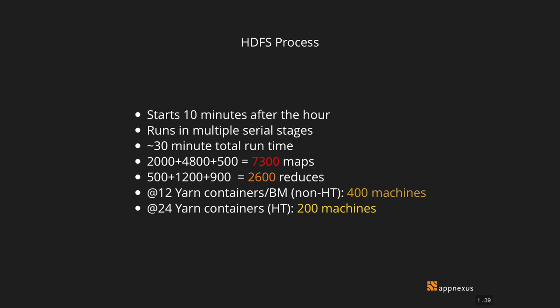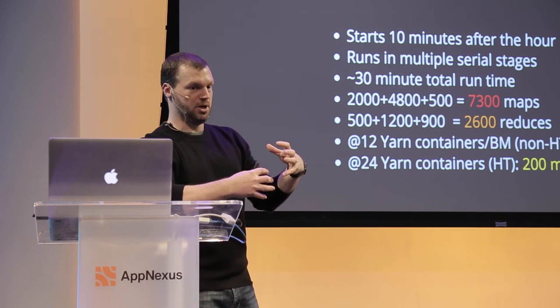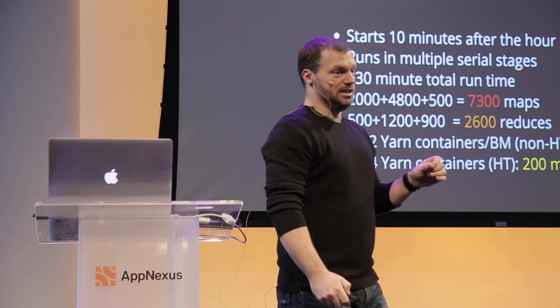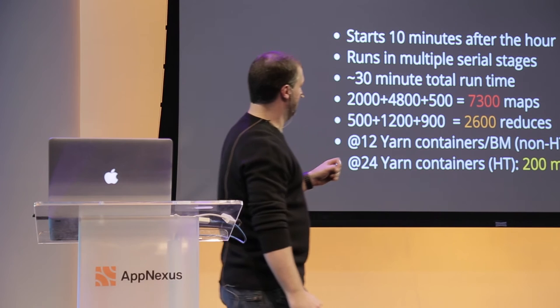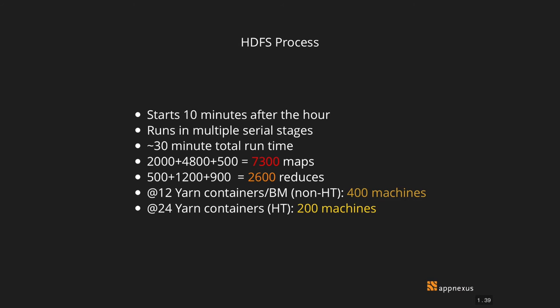We then run multiple serial stages in HDFS. So we do stage one, where we do this first part of the join with the impression and the win notification to create some artifact, right? Then we take that and join it to buy-side information to create some other artifact. Then we join that to some more view information to create another artifact. All these things are like a waterfall, right? They take about 30 minutes on our system to run, which is a long time. It's 7,300 maps, basically, for this process, 2,600 reducers.